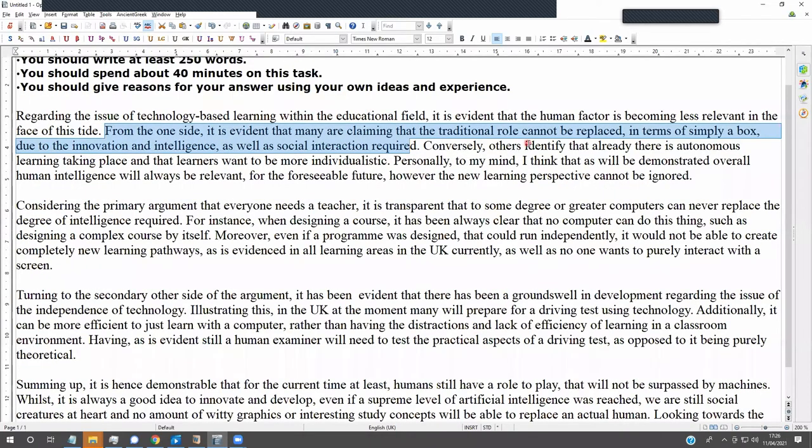Conversely, others identify that already there is autonomous learning taking place, and the learners want to be more individualist. I'm using long, complex words and not writing short sentences, just 15 to 25 word sentences, for example. Personally, to my mind, I think that human intelligence is demonstrable, and I need to check for errors, clearly I made errors here, but human intelligence will always be relevant to the future, however, the new learning perspective cannot be ignored.